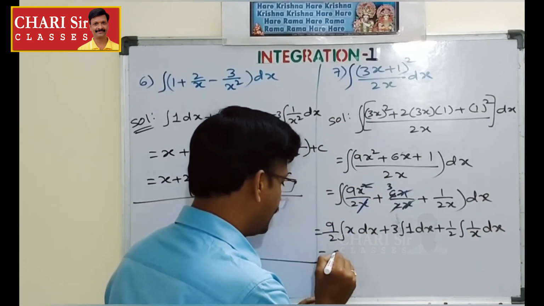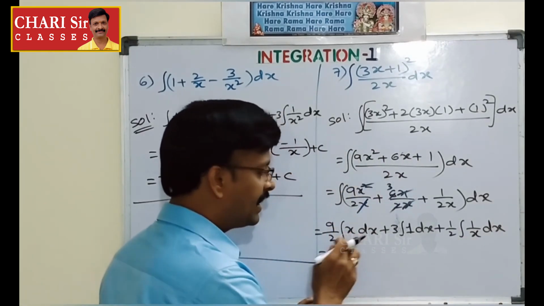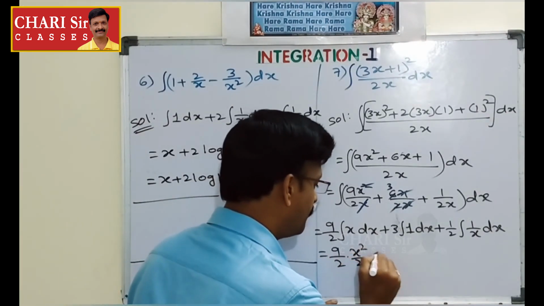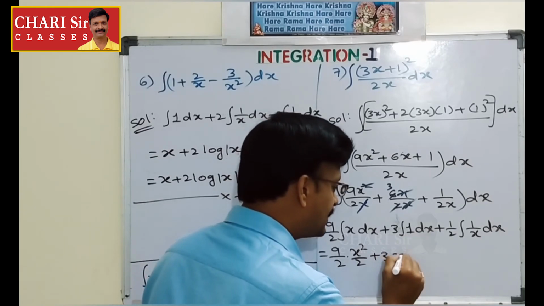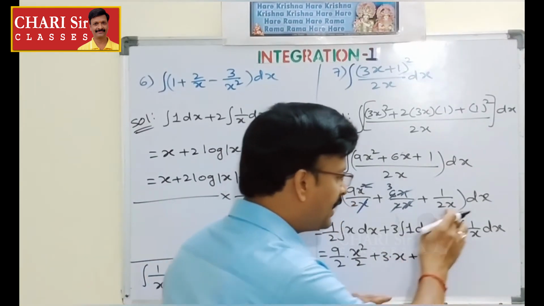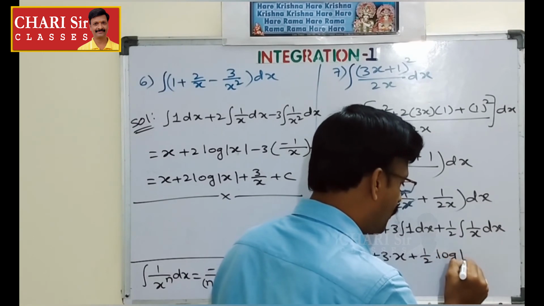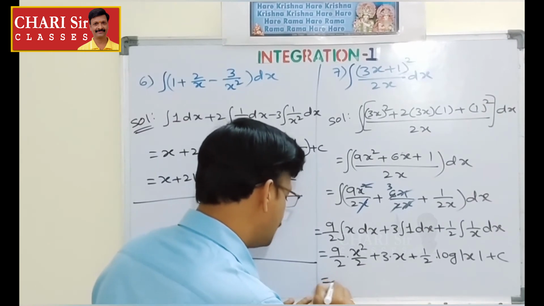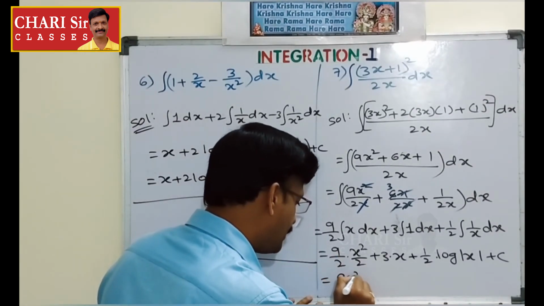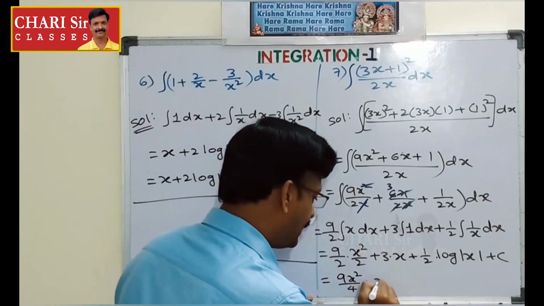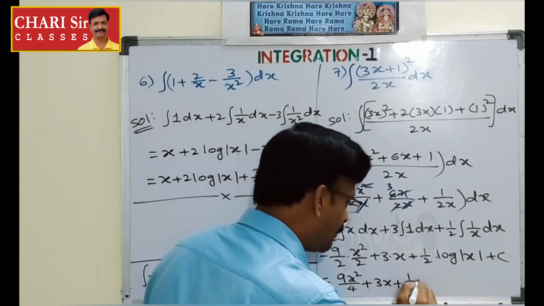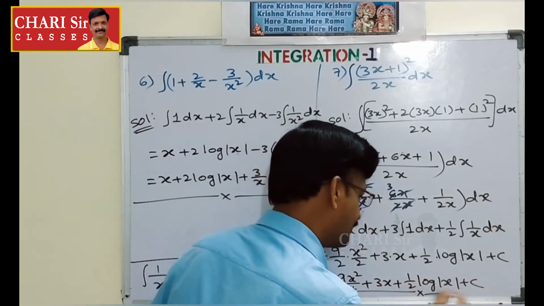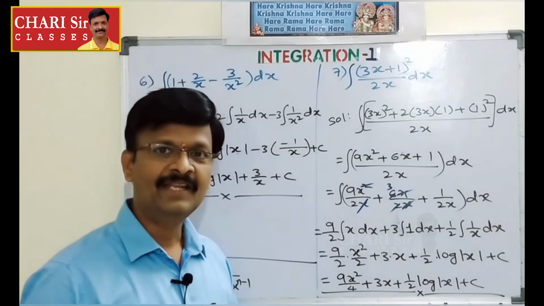So now we can write the integrals of these functions. Integration of x dx is x square by 2, plus 3 into integration of 1 dx is x, plus 1 by 2, integration of 1 by x is log mod x, finally plus c. That's it. One more step we can write, just a simplified form: 9x square by 4 plus 3x plus 1 by 2 log mod x and plus c. So this is your answer. Like this you can easily solve.